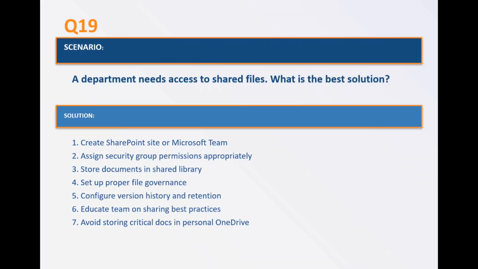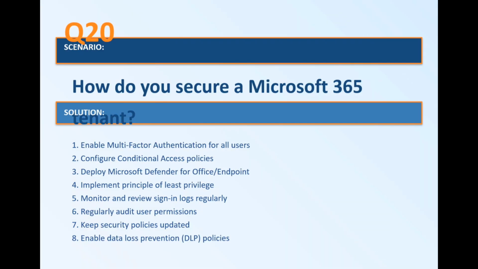Scenario 19. A department needs access to shared files. What is the best solution? Create a SharePoint site or Microsoft Teams team, assign appropriate security group permissions, and store documents in a shared library instead of individual OneDrive accounts. Scenario 20.